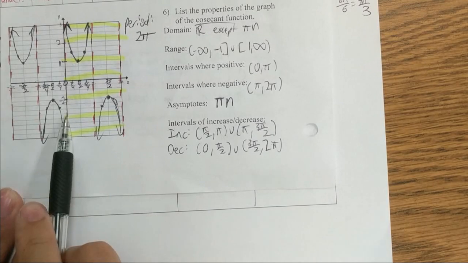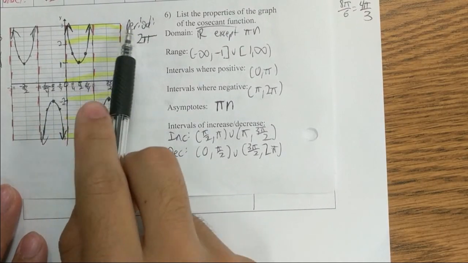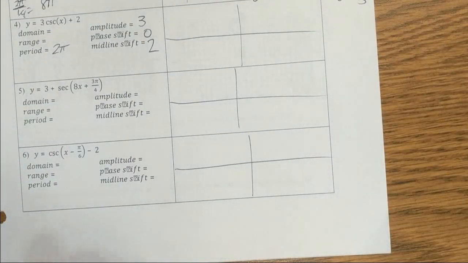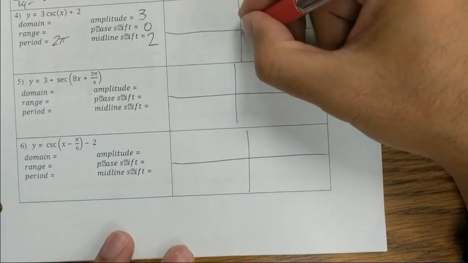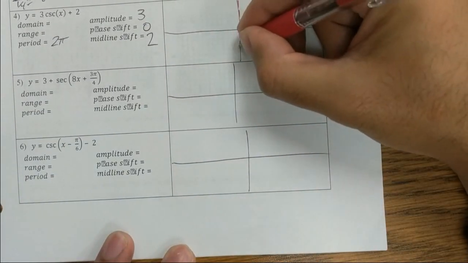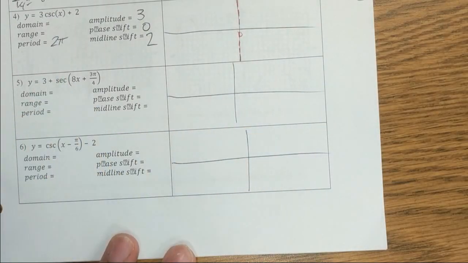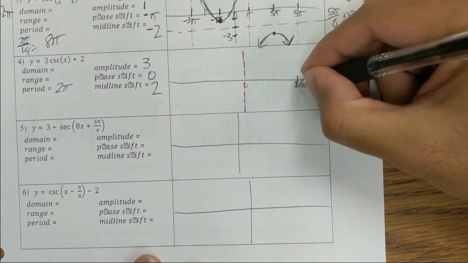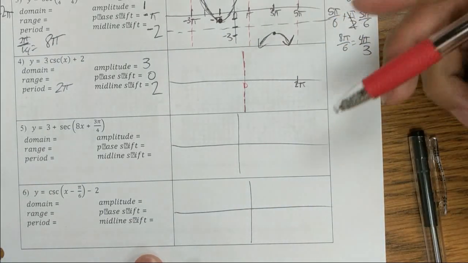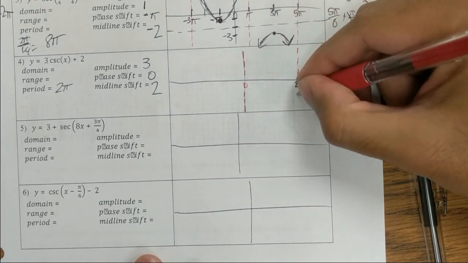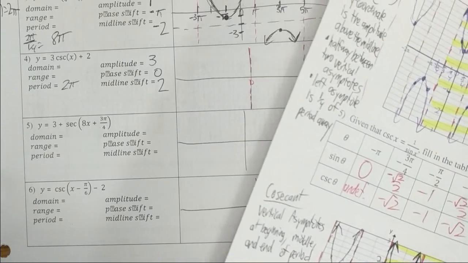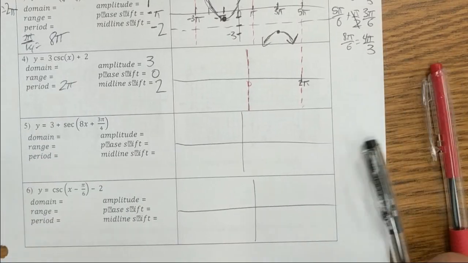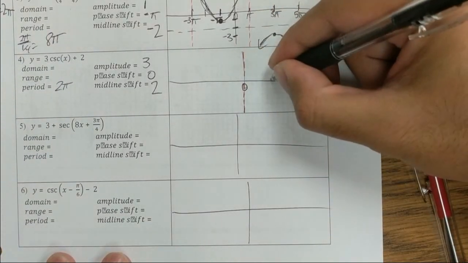So cosecant has vertical asymptotes at the beginning, middle, and end, starting at x equals 0. Okay, so again, no phase shift, so we do have a vertical asymptote right at 0. And then the period of 2 pi means that from 0, 2 pi units later, the period ends. So vertical asymptote at the end of the period, and another vertical asymptote in the middle of the period. So halfway between 0 and 2 pi is 1 pi.